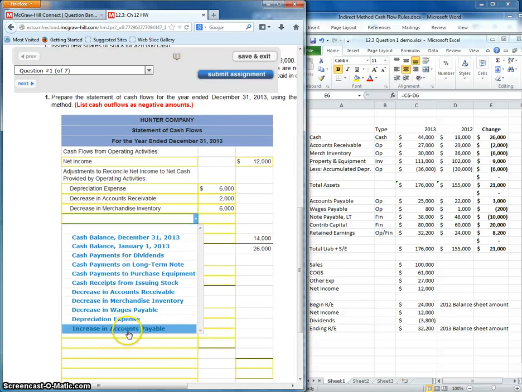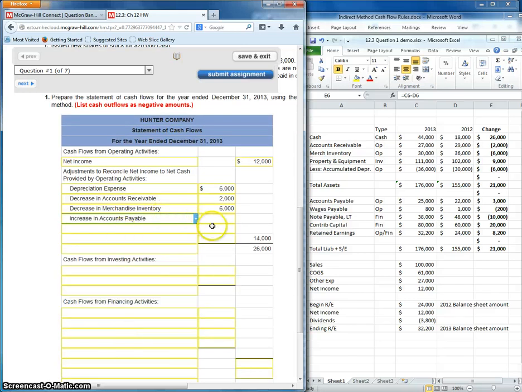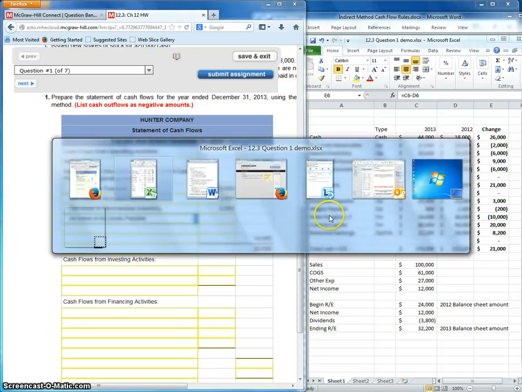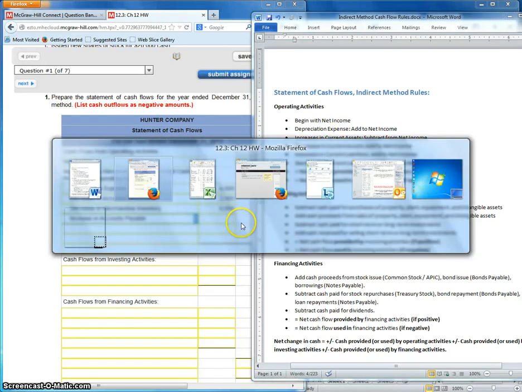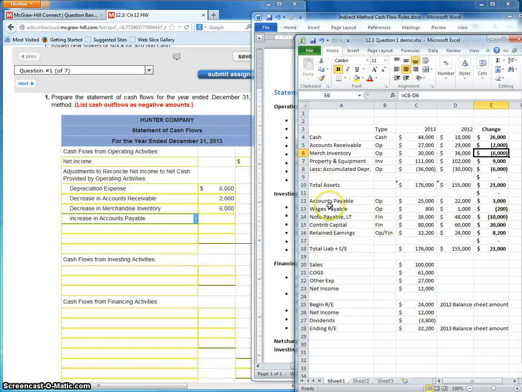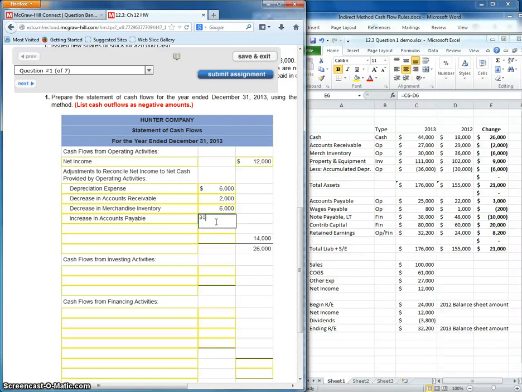So we put an increase of accounts payable as my next line. Increase in accounts payable. Tell what happened. The balance increased. Then go to the rules. Accounts payable is a current liability. An increase in a current liability we add to net income. So I'm going to put that in as a positive number. So the change in accounts payable, that $3,000, will be put in as a positive number. So the increase in accounts payable, positive $3,000.